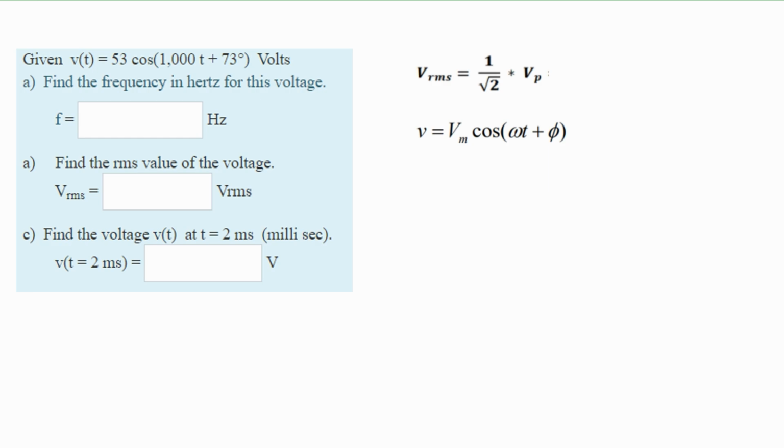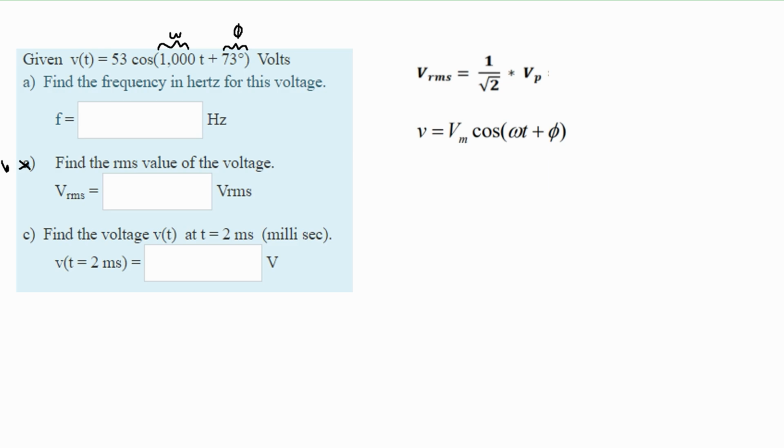And so we are going to start this out. The second problem should be B, but we're going to start with A. And A is to find the frequency in hertz for this voltage. Now, if we make it look like this form right here, we know that our omega is going to be this 1000 right here. And we know that our phase angle is right here, which is this 73 degrees.